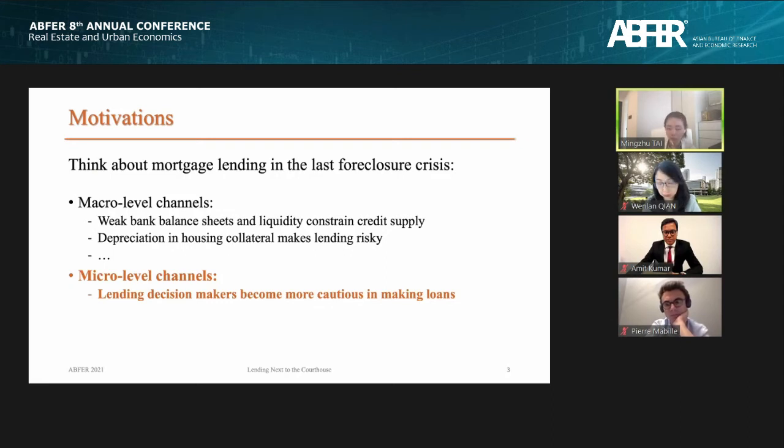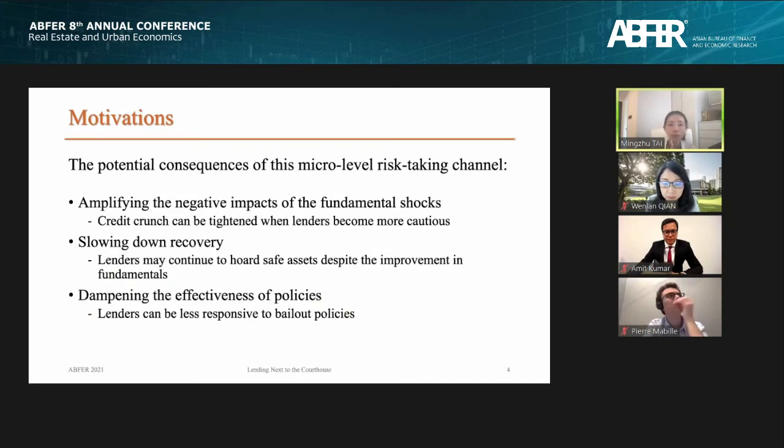And we believe that if such a micro-level channel does exist, it can have some very important consequences for our economy. First of all, whenever the lenders, the decision makers, become more cautious and reduce lending, it means that the credit crunch can be further tightened, and therefore it will amplify the negative impacts of the fundamental shocks.